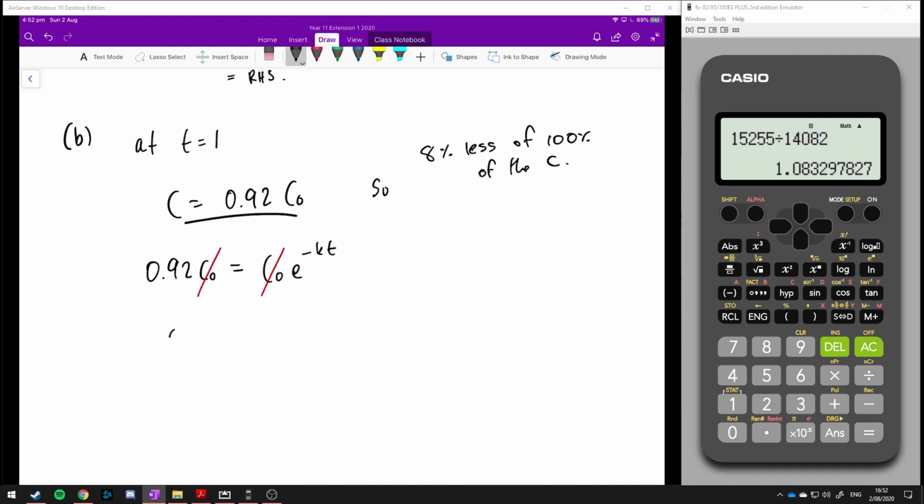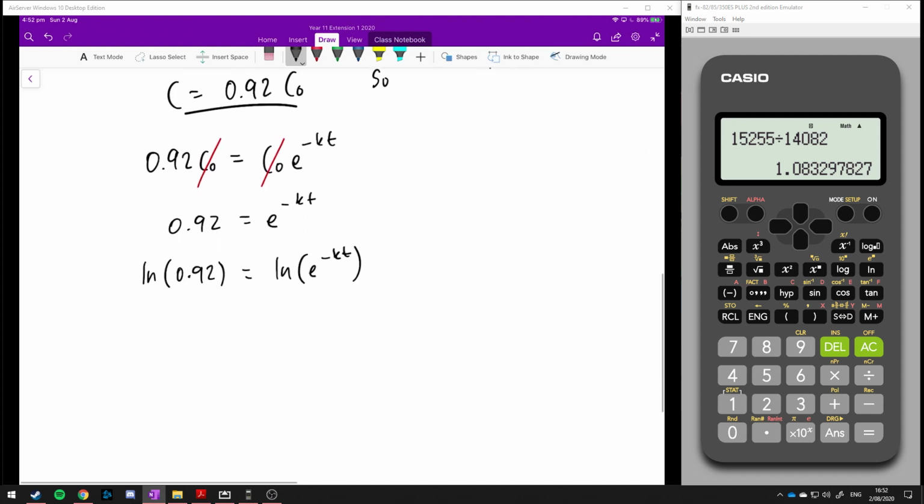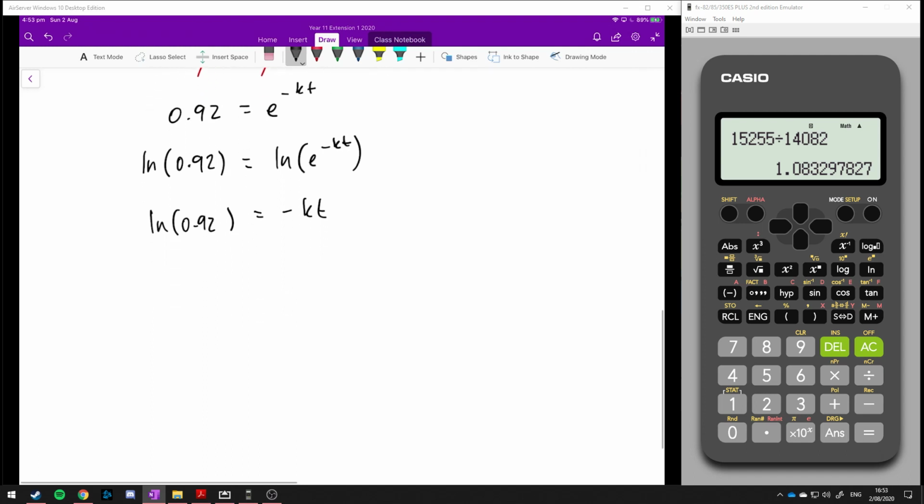That's going to leave us with 0.92 is equal to e to the minus kt. Taking the natural log of both sides, we get log of 0.92 is equal to log of e to the minus kt. And so by doing that, we get log of 0.92 is equal to minus kt, and the log e is going to cancel out.